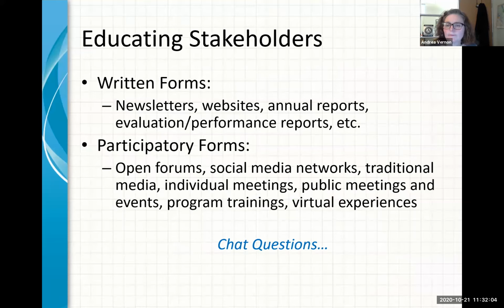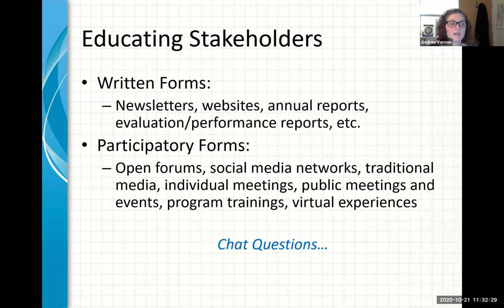And these are, again, going to vary based on your organization type, your capacity within your organization, and the tools and resources that you have available. But most basically, some of the outreach tools would look like, the written forms would be things like newsletters, your website, issuance of annual reports, evaluation or performance reports.